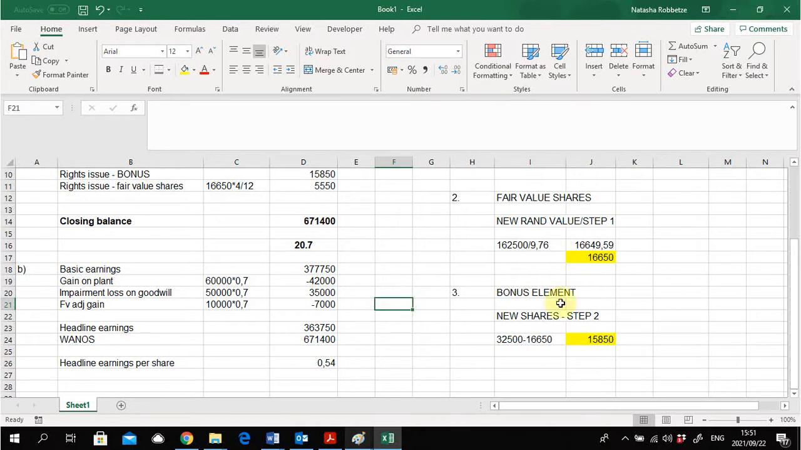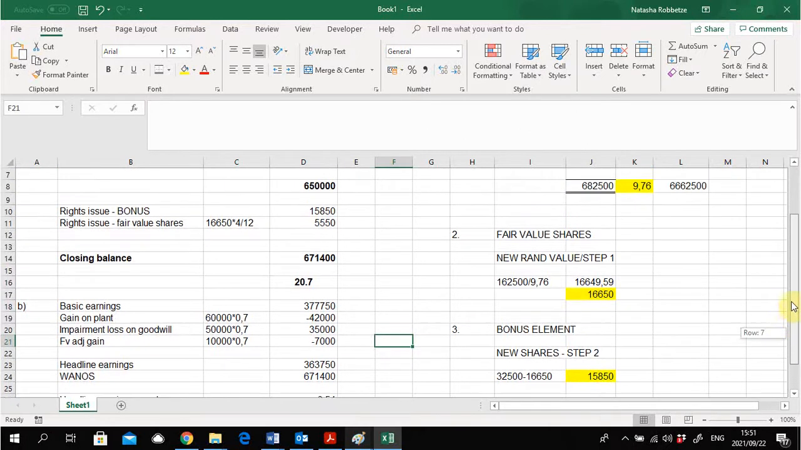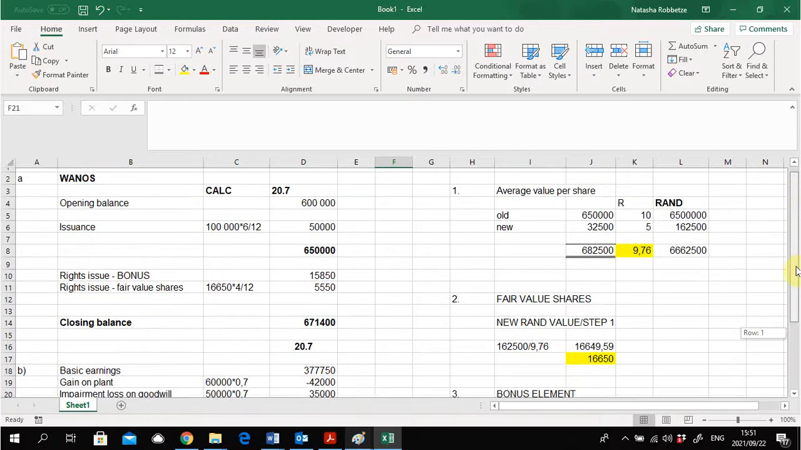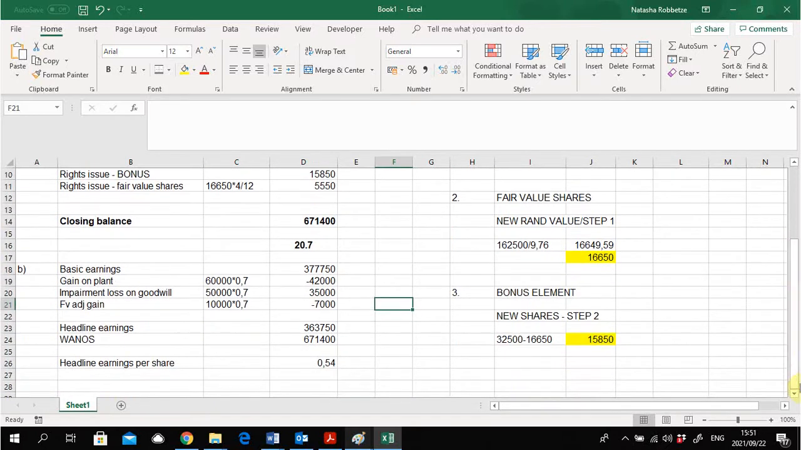All right, so this was quite an interesting question as well. I really liked this headline earnings question, and I will then see you in our next question relating to IAS 33.